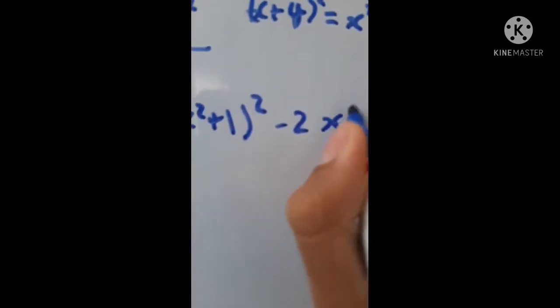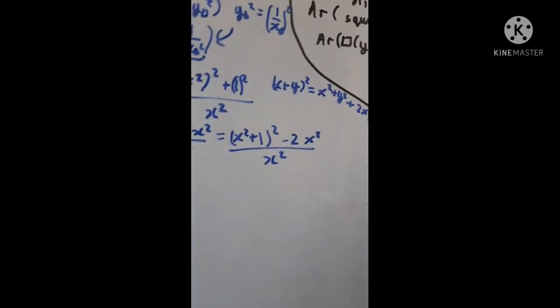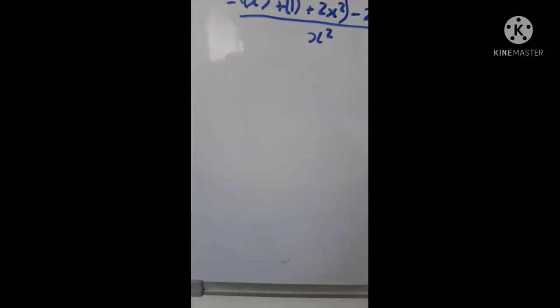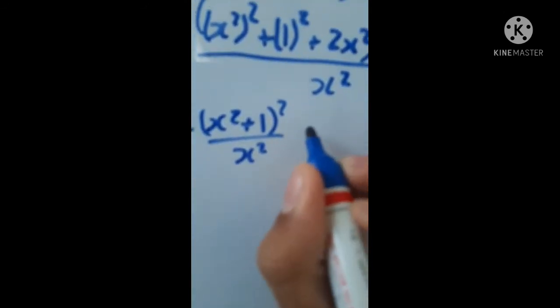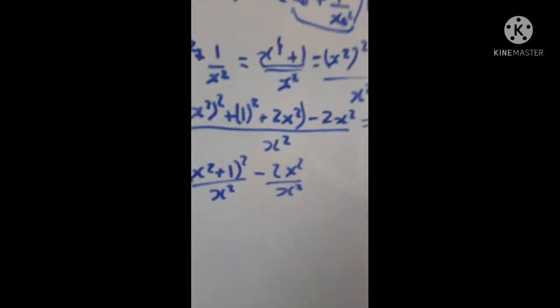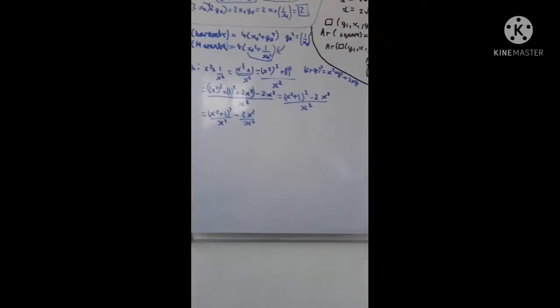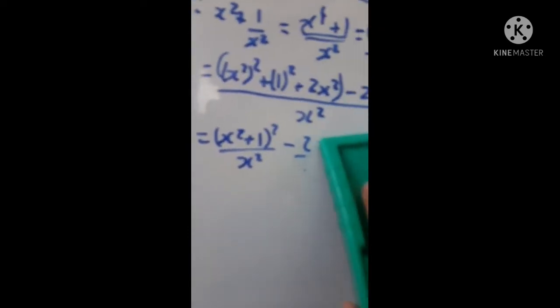Minus 2x squared over x squared. Makes sense, right? But that still isn't as neat as I wanted, because that 2x squared still exists. So let's remove it. That's how fractions work. So we can do (x squared plus 1) whole squared over x squared, minus 2x squared over x squared. In this case, we can just cancel the x squared and x squared, and hopefully you know why. If you don't, then I don't know why you're watching this.